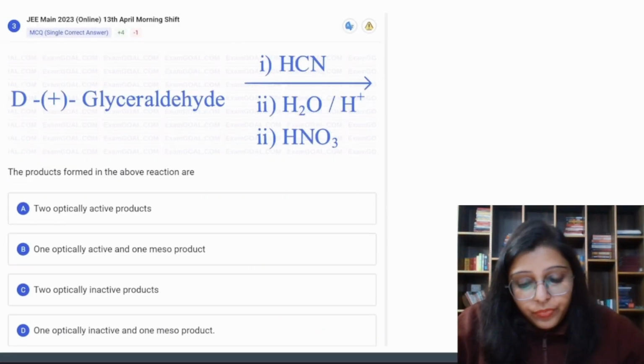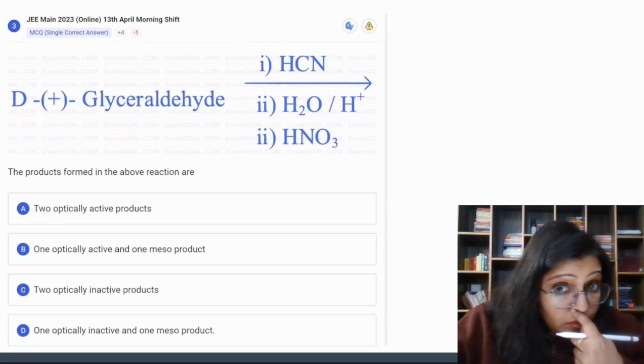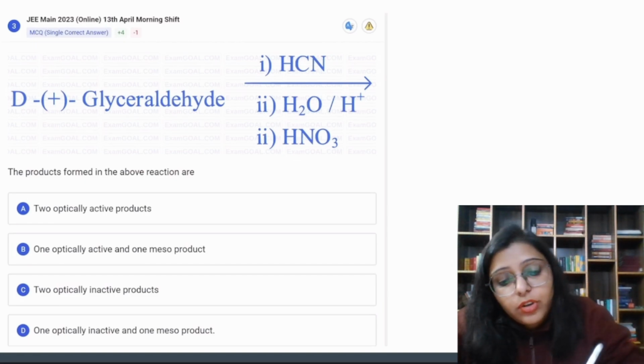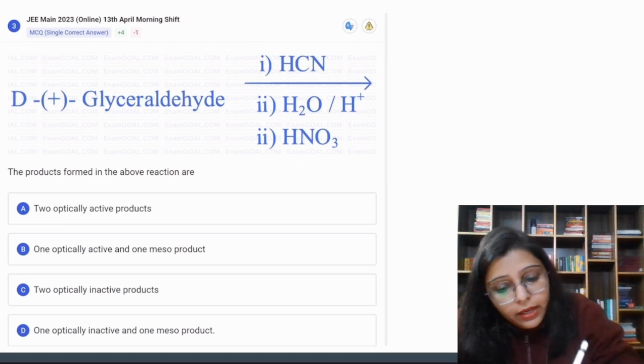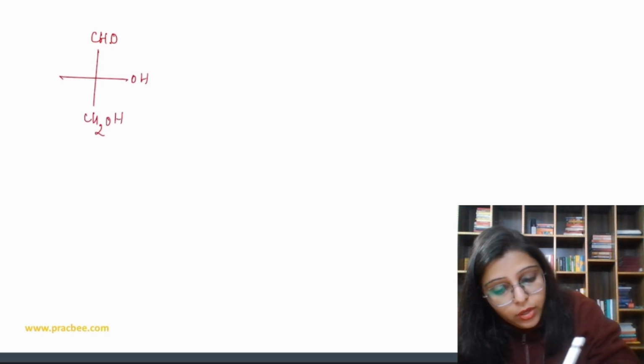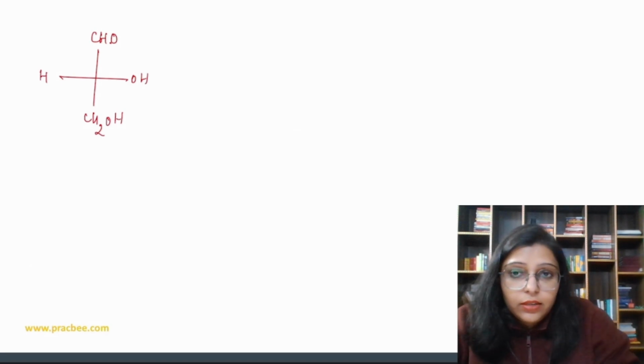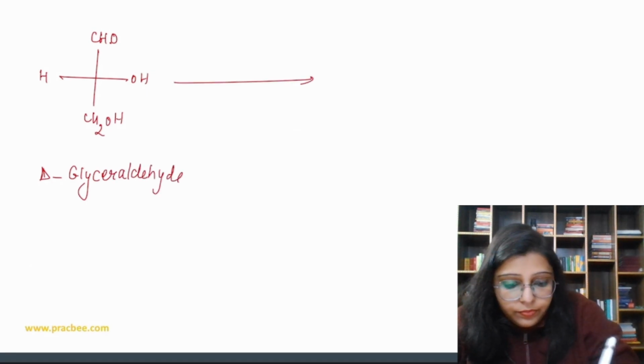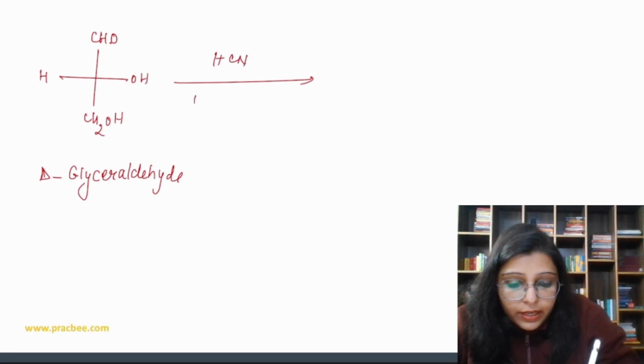Now, next question. The products formed in the above reaction are. This is an important question and it is based on the reaction. So we have D-glyceraldehyde, and you should know the glyceraldehyde structure. We have CHO, then here CH2OH. D-glyceraldehyde means OH is going to be on the right hand side. Okay, so this is D-glyceraldehyde. The question says, if we have HCN, what happens? We have to do nucleophilic addition.